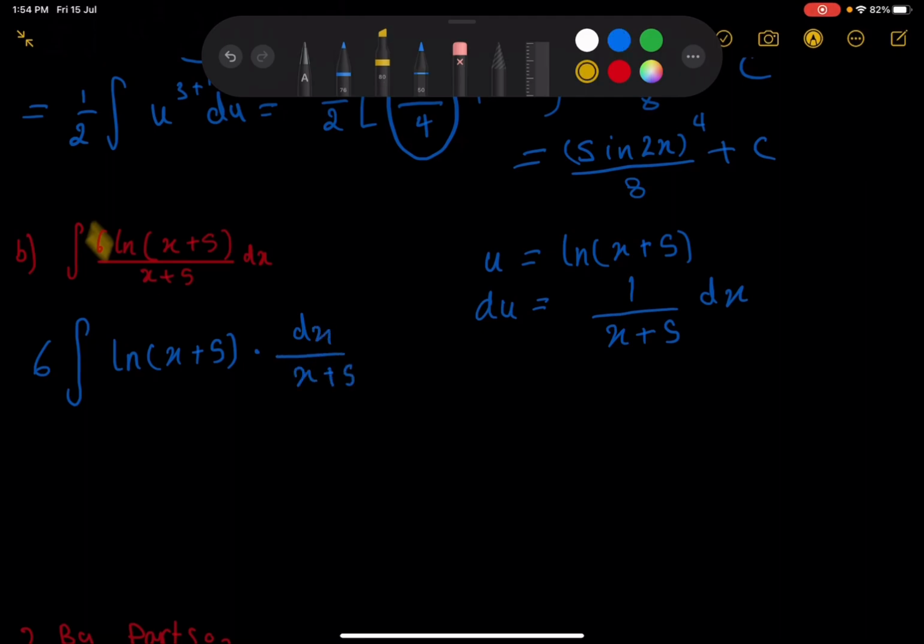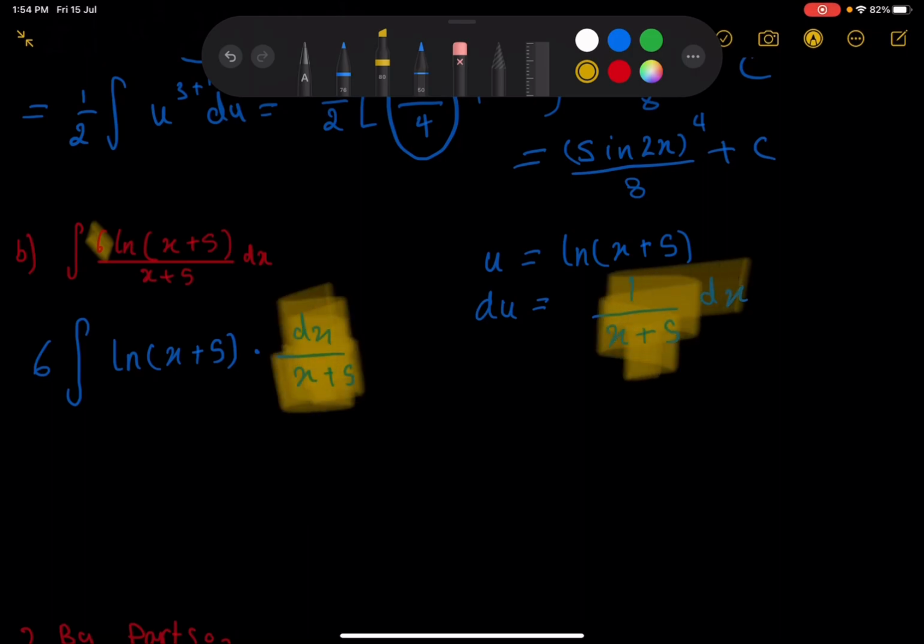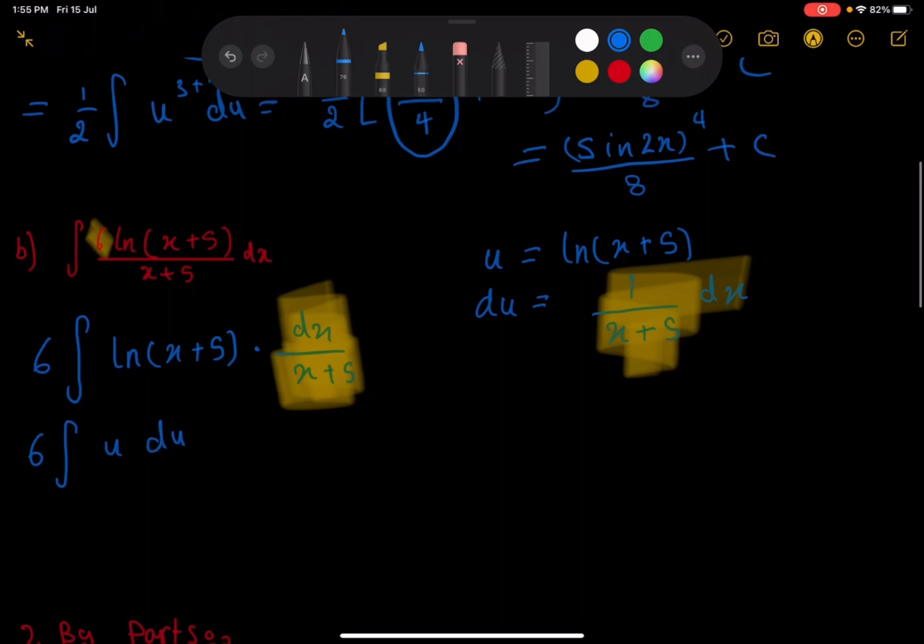And as you can see, this term is just similar to this one. So I can say simply that I have 6 integration u times du. So it's so simple, this one. So now I'm going to integrate the variable u.